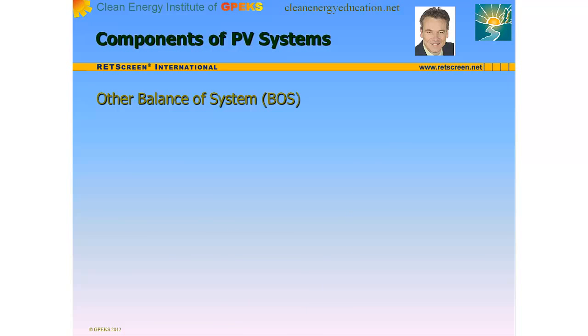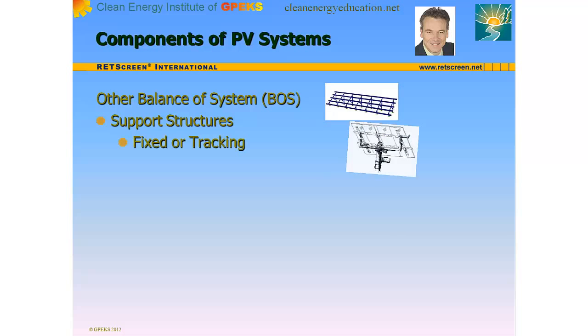Apart from the basic components reviewed in the previous slide, the balance of system, or BOS, includes other important elements. Support structures, or racks, need to be used to fasten the array modules either to a building or to the ground. The simplest type of PV array support structures are fixed structures. These can be installed either using a ballast system or structural attachment.